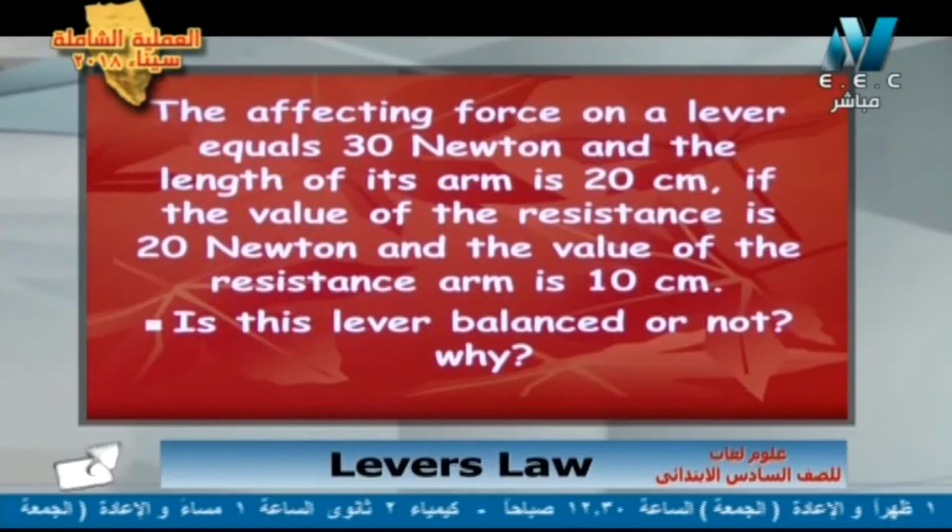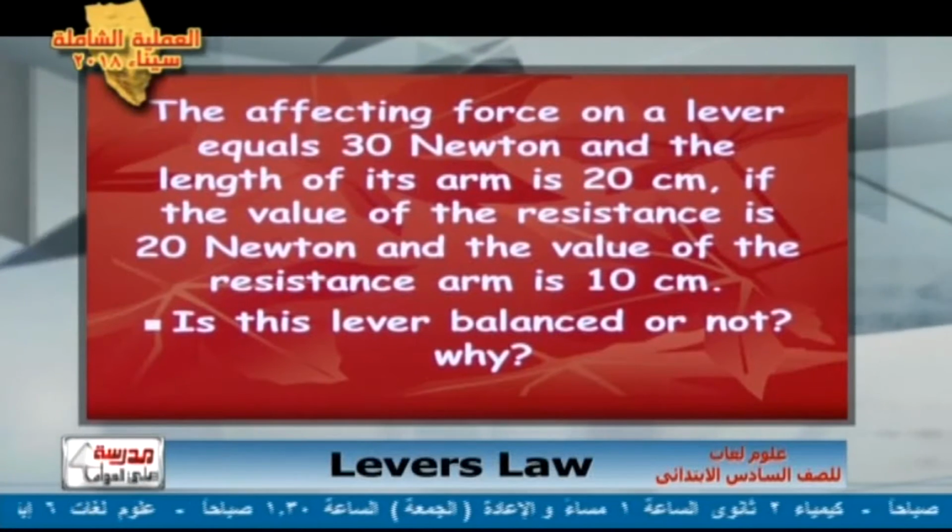So the lever law, from my point of view, has two types of problems. One type asks you to find the fourth value. In the other type I have all four values, but you are asked to say whether the lever is balanced or not. How can I solve this problem? By finding the two sides, the right side and the left side. If they are equal, then the lever is balanced. If they are not equal, then the lever isn't balanced. So now let's have another problem of the second type.